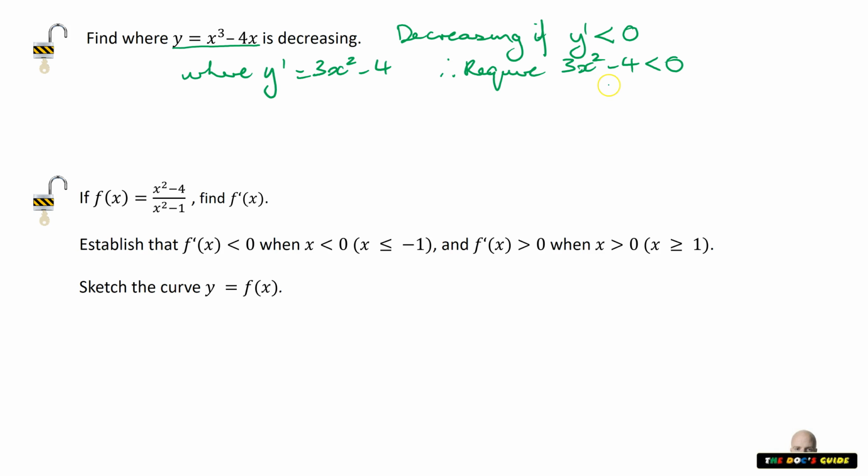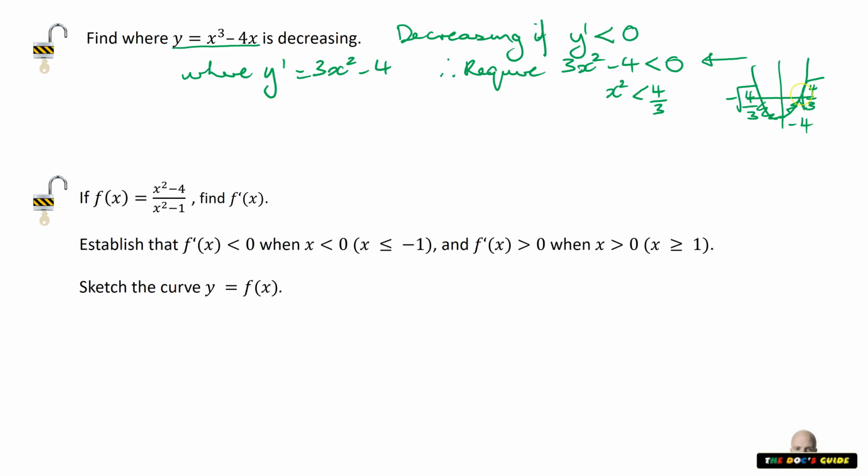So that's 3x squared less than 4. So x squared less than 4 on 3. So when we think about this x squared less than 4 on 3, we have to be a little bit careful. So think back to this parabola just here. We know that that's a parabola which is concave up and it's going to cut at minus 4. And where it cuts will be at plus square root of 4 on 3 and minus square root of 4 on 3. Now where is that parabola less than 0?